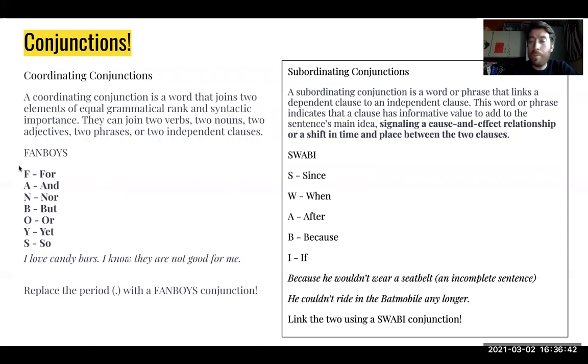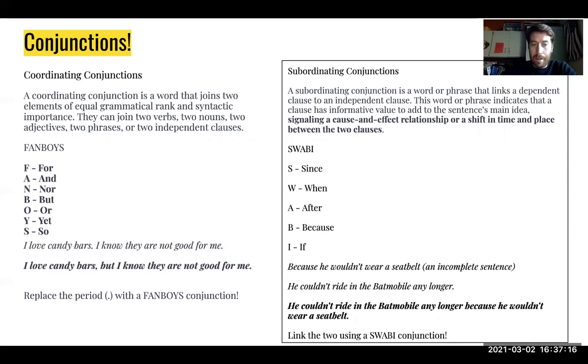So the acronym is called FANBOYS. Those are for, and, nor, but, or, yet, or so. So let's look at an example. I love candy bars. I know they are not good for me. If I wanted to combine those independent clauses into one sentence, I might use FANBOYS. I love candy bars, and I know they're not good for me. I love candy bars, but I know they're not good for me. Okay, so those would be the two that would work there. So I said I love candy bars, comma, but I know that they are not good for me.